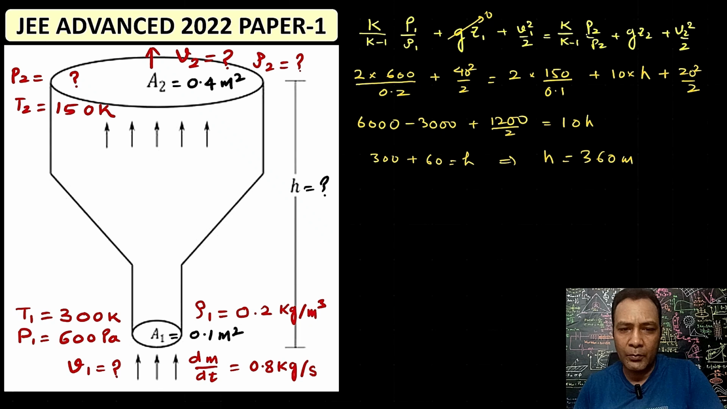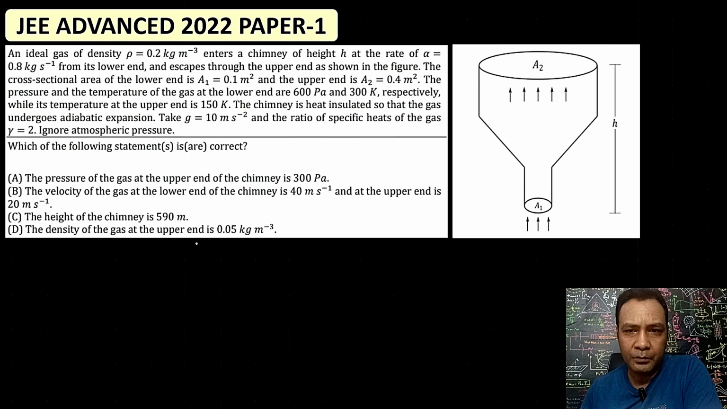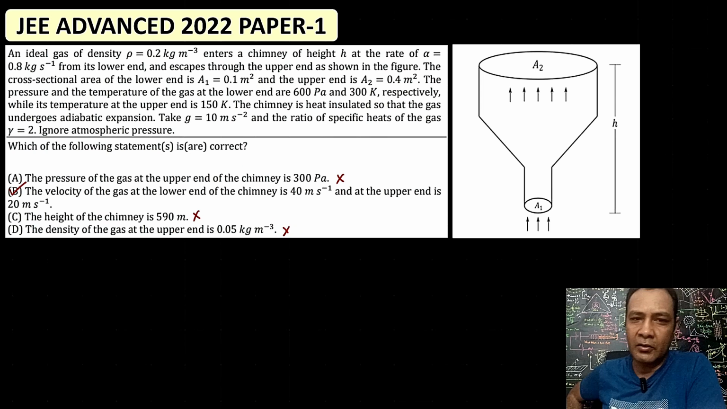Now let's see what the options are, and let's conclude which options are correct. So the pressure of the gas at the upper end, we had calculated that to be 150, so this is wrong. Lower end velocity 40 and upper end velocity 20, that is what we got, so this is correct. And this height we just calculated 360, not correct. And density at the upper end we calculated to be half of the lower density, so that is also not correct. So only one option is correct, and that is option B.